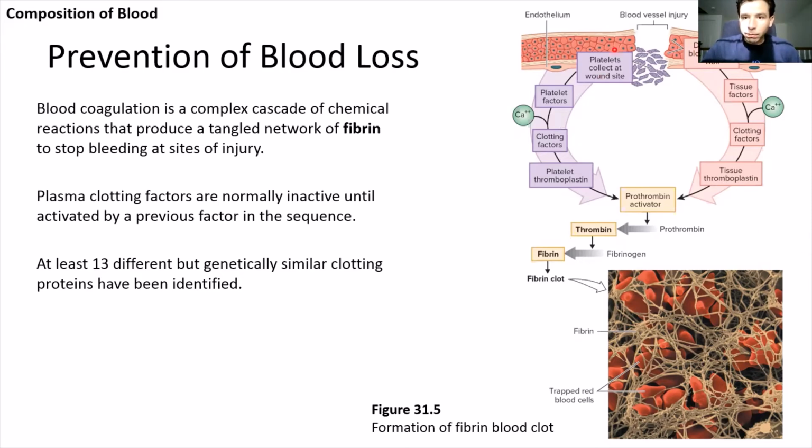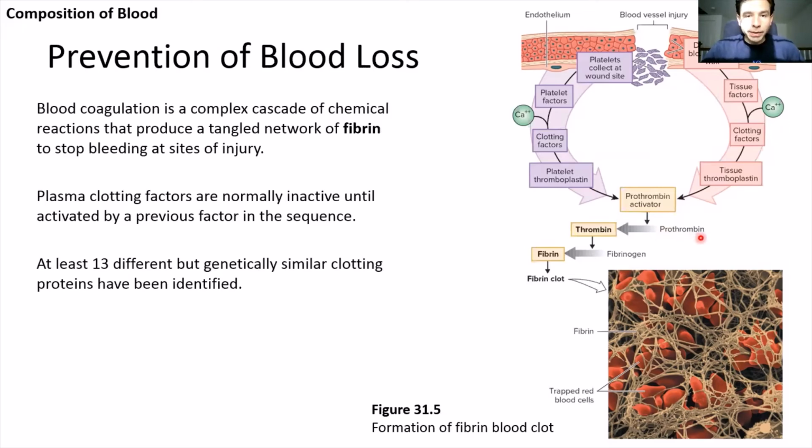So here we have a blood vessel that has been injured. This is the wall of the blood vessel which has been ruptured, and so platelets, which are just floating around in the blood, are going to collect at the wound site. They're going to recognize the wound and congregate there. The platelets are going to release platelet thromboplastin and other platelet factors. And even the wounded tissue itself will release tissue thromboplastin and other tissue clotting factors. Those two will combine with calcium that's in the blood and create what's called the prothrombin activator.